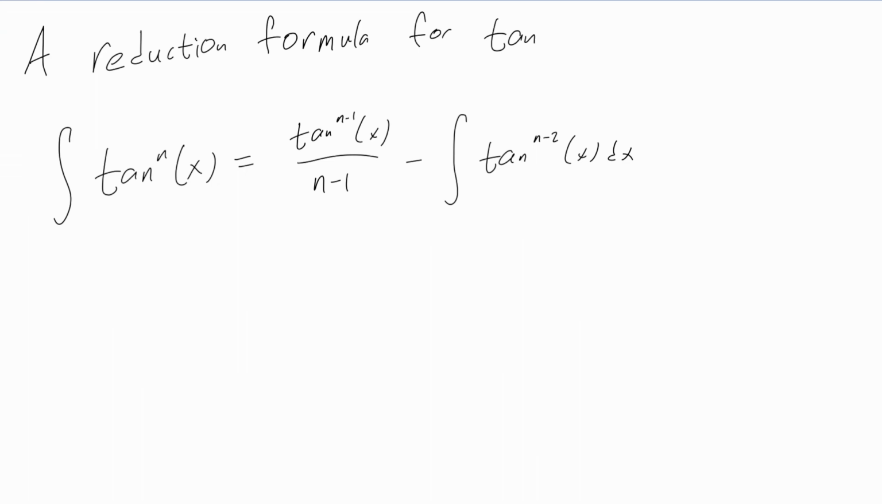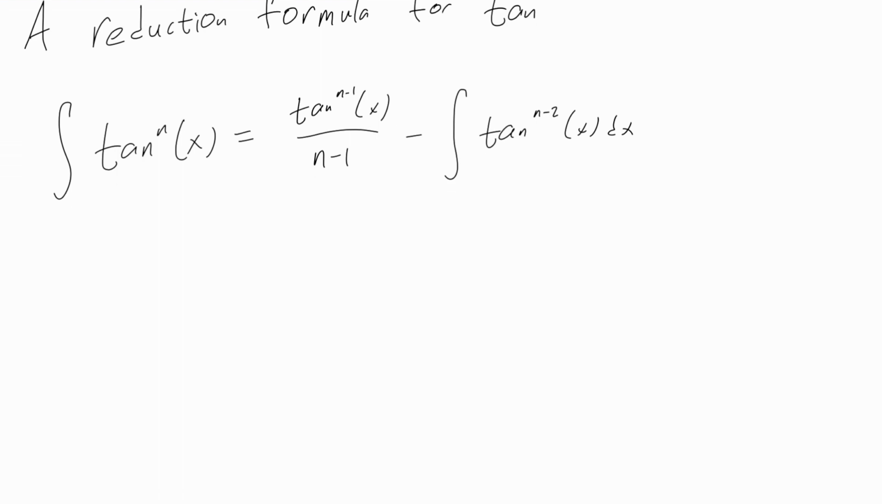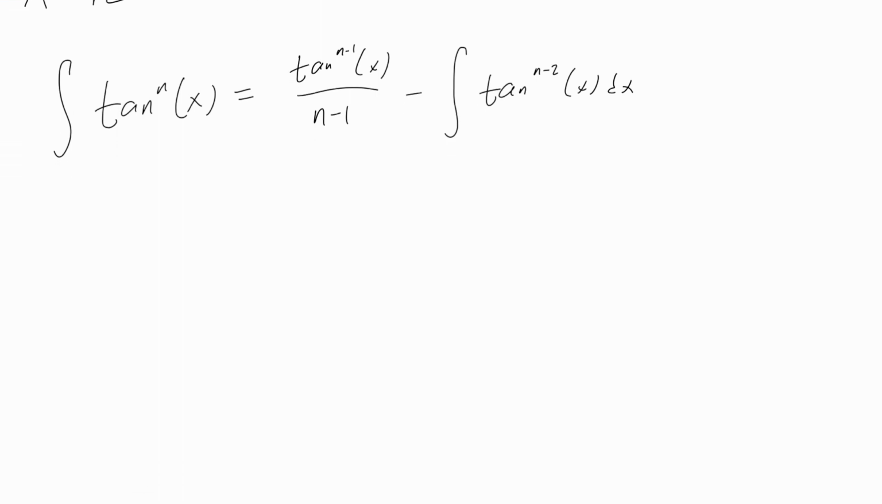The integral of tangent to the n of x is tangent to the n minus 1 of x over n minus 1, minus the integral of tangent to the n minus 2. So this is a lot simpler than the previous reduction formulas we saw. Let's see it in action.